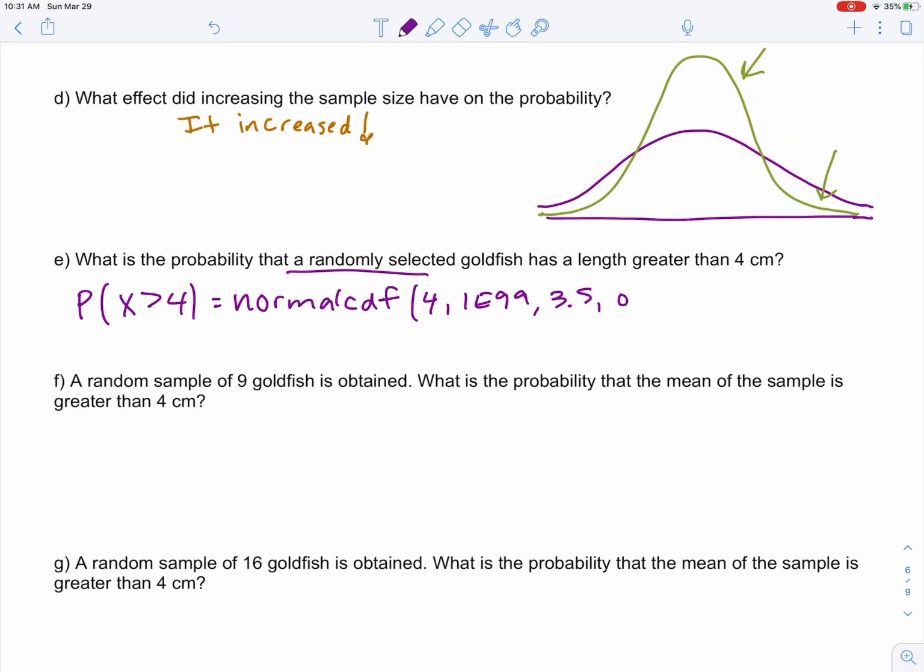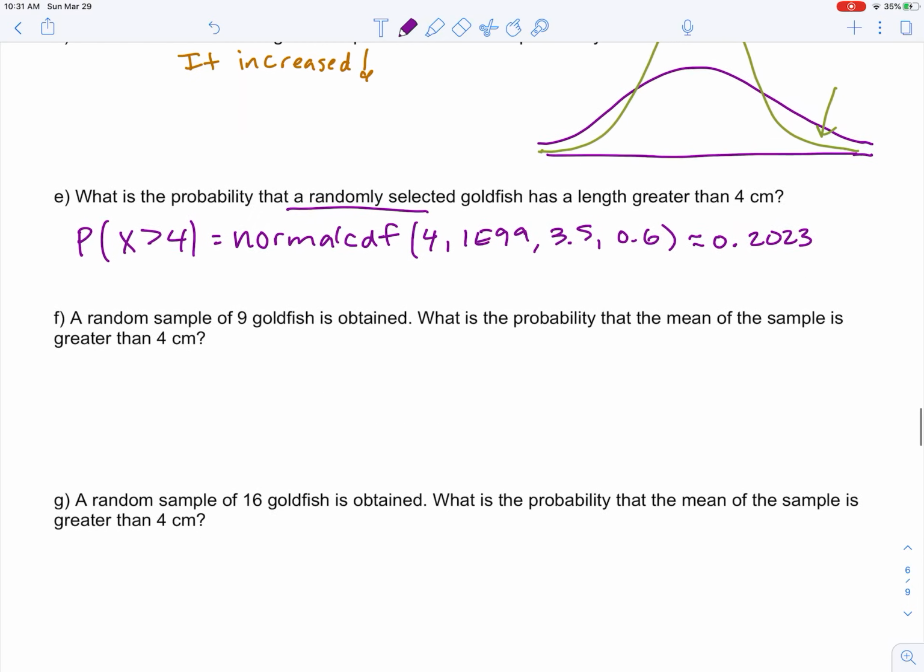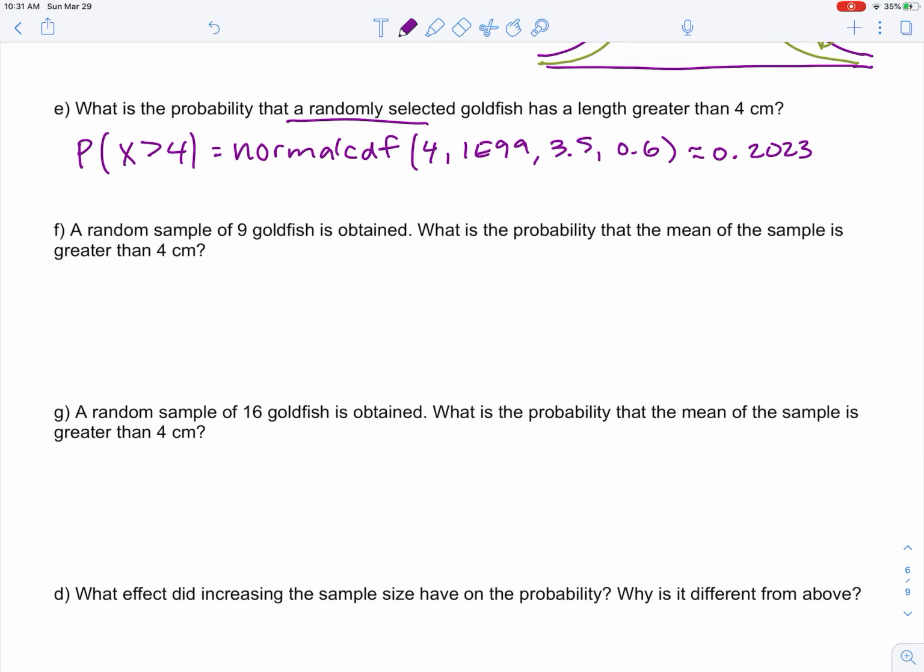The lower bound is 4, the upper bound is 1E99. The mean and standard deviation have not changed. So let's put this into the calculator. Normal CDF 4, 1E99, 3.5, 0.6. That's about 0.2023. So that was just one goldfish.